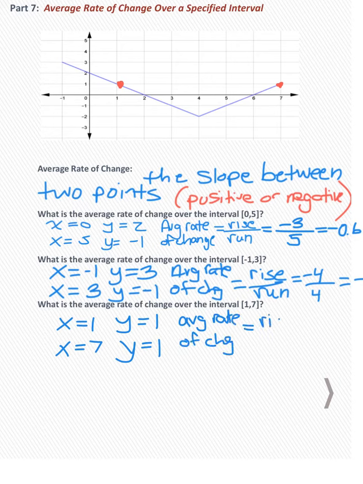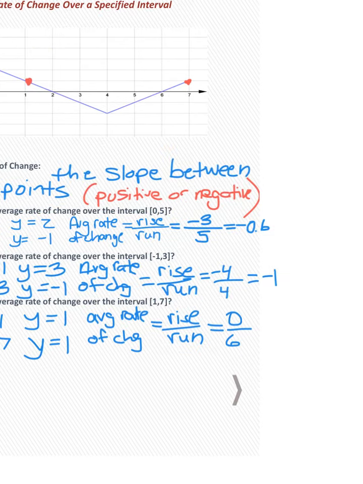rise over run. My output is going from 1 to 1, so there is no rise, it's 0. And our run is going from 1 up to positive 7, so our run is 6. And so you can see 0 divided by anything is 0, so there is no average rate of change there because they're both on the same output line.